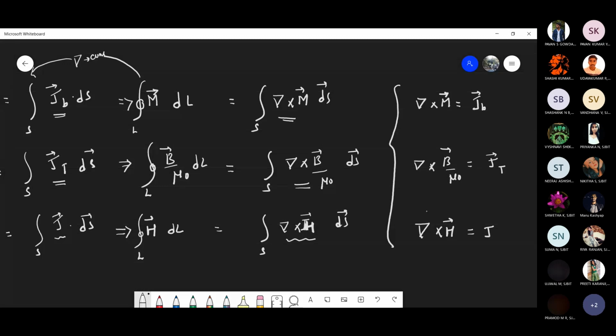So again, these are very important concepts with respect to magnetic materials. Here we have introduced a few terms. This is magnetization with respect to bound current, this is B by mu naught with respect to total current, and this is curl of H with respect to free current or electronic current. So any doubt? No, sir.